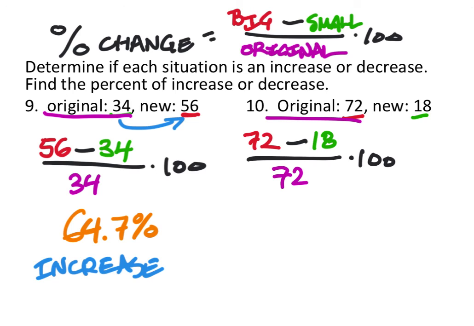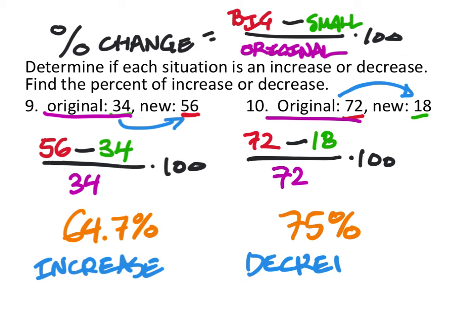And yeah, I'm just going to put this directly into the calculator. So, N over D, 72 minus 18, all over 72, times 100. I got 75. So this is 75%, and then I'll just look to see if it's an increase or decrease. 72 goes down to 18, so that would be a decrease. And there we go.